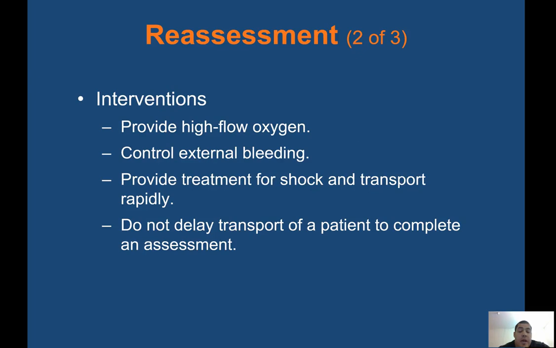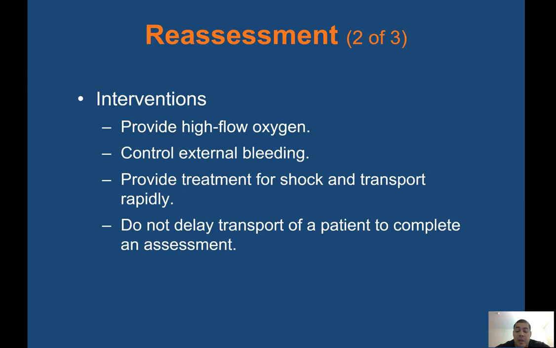So interventions: provide high flow oxygen, control external bleeding, provide treatment for shock and transport rapidly. Do not delay transport of a patient to complete an assessment. Like I said, you might not have time to complete a full assessment, and it happens sometimes. It's more important that the patient gets to the hospital and gets the appropriate medical care and gets seen by a doctor. Sometimes there's things you can't fix on scene or you can't fix en route, and that's okay. But you need to make sure if the patient has serious injuries, the patient needs to get to a hospital.